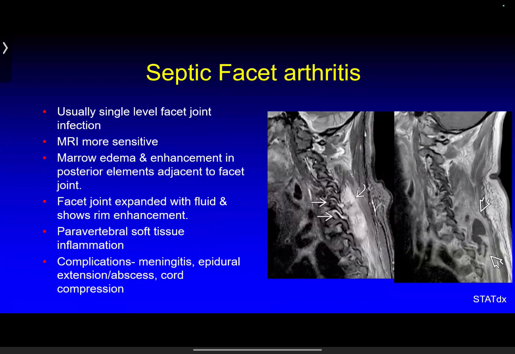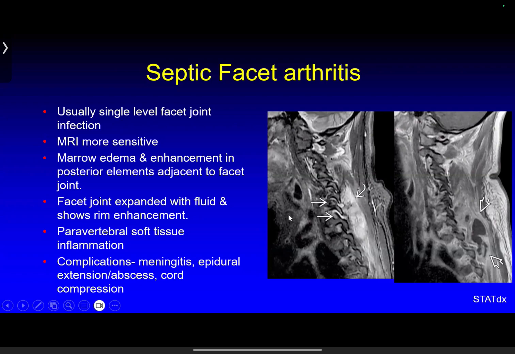Septic facet arthritis is an uncommon but serious condition that can present with neck pain and bring the patient into the ER. So one should always be aware to look at the cervical spine on the CT neck that we do. It's usually a single level facet joint infection, and of course MRI is more sensitive.